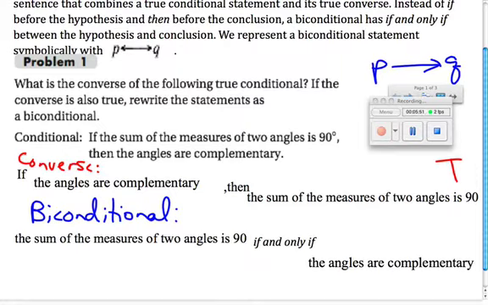To emphasize the whole biconditional idea, the fact that it does go both ways, we see on the board I have: the sum of the measures is 90 if and only if the angles are complementary. But I could have also put: the angles are complementary if and only if the sum of the measures is 90. It goes both ways. Either answer would be correct.